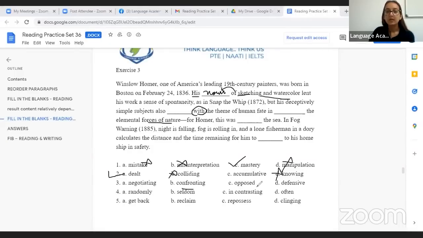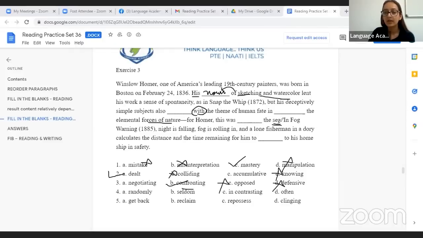Then we have in opposed the. Opposed comes with the word to, in opposed to; it is not in opposed the. And in defensive the again is wrong English. So we have to go with confronting. Maybe they are trying to say in challenging the forces of nature or in tackling the forces of nature. For Homer, this was the sea. So which force of nature is he talking about? He's talking about the sea.